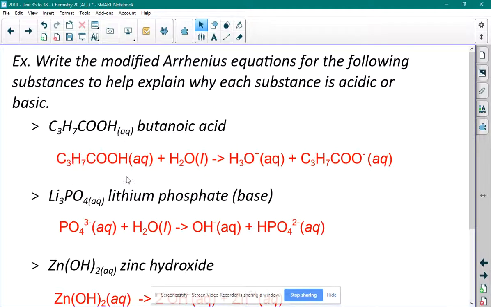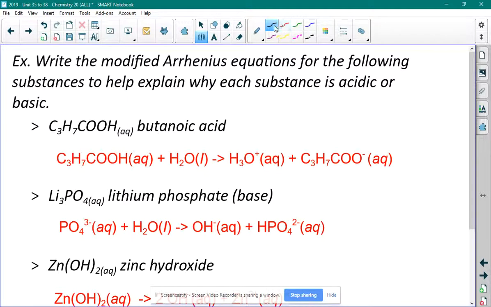So I always have my reactant, I have water, and a reaction arrow. Those three pieces are universal. After the reaction arrow, I will either have hydronium ion or hydroxide, depending on whether I have an acid or a base. Today I've got an acid, so I have hydronium ion, H3O+. Then to balance my equation, I see that my water has stolen one hydrogen away from the butanoic acid.